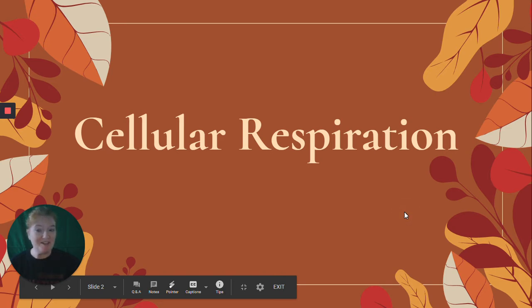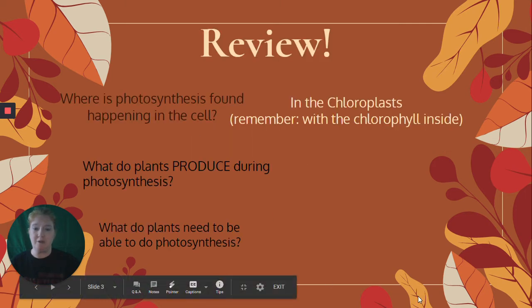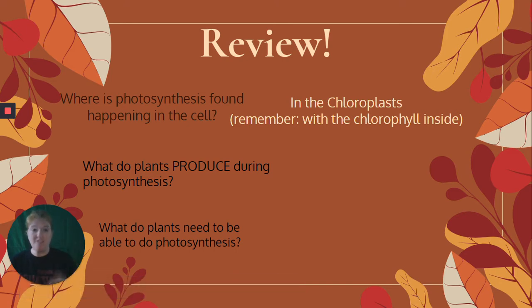Cellular respiration. Okay, but before we head into the topic of cellular respiration, let's do a little review. Remember, photosynthesis is happening in the chloroplast. Remember, with the chlorophyll inside, the one that loves red and blue light, that reflects green light, that is the light absorber so we can break water. Totally amazing. What do plants produce during this process of photosynthesis? Remember, they produce glucose and oxygen.